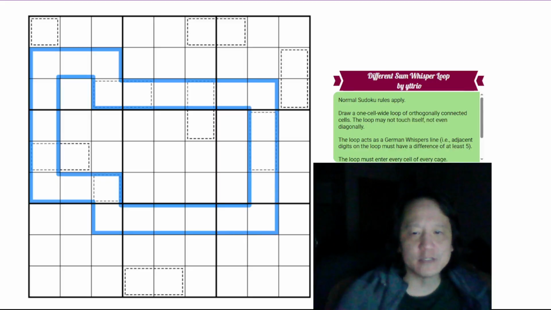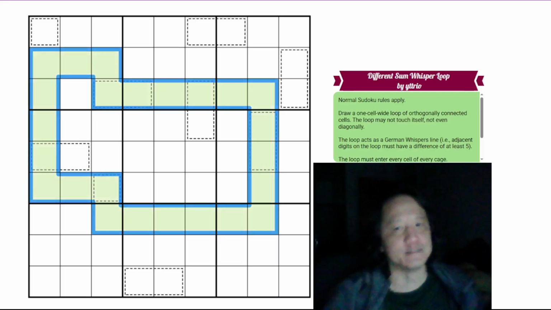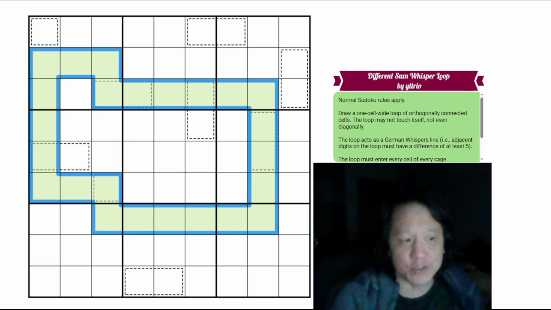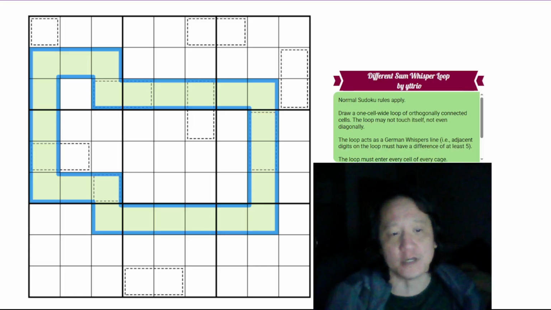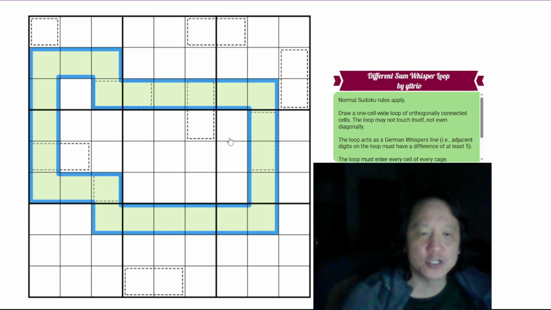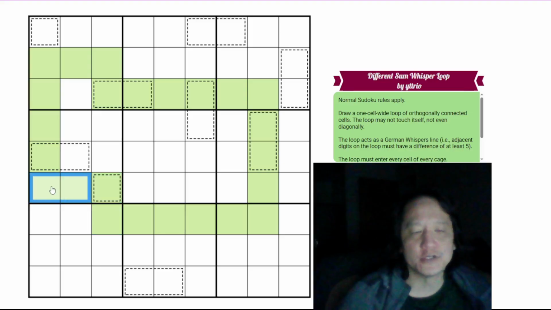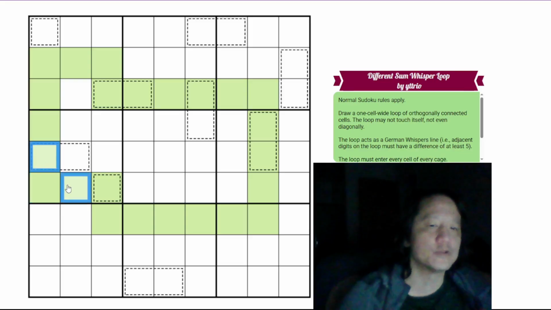And what does it mean to be orthogonally connected? Another way of saying it is basically every cell on the loop must share an edge with exactly 2 other cells on the loop. And if it shares a corner with another cell on the loop, they are either neighbors or they share a neighbor. So this is a valid example because every cell on the loop shares an edge with exactly 2 cells on the loop, and if they share a corner, they are either neighbors or they share a neighbor.